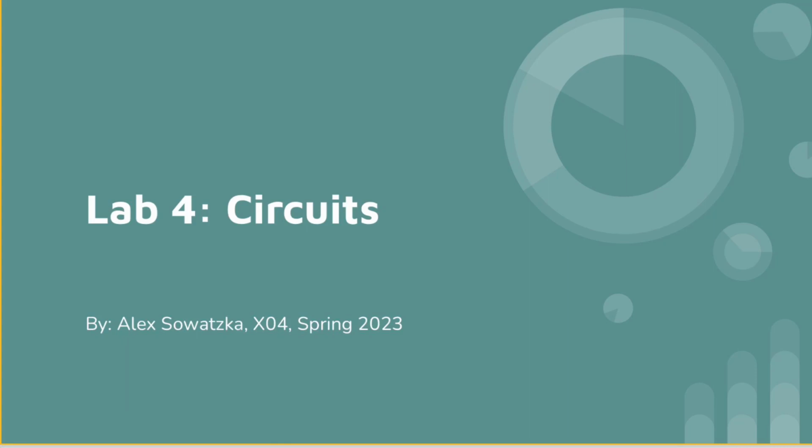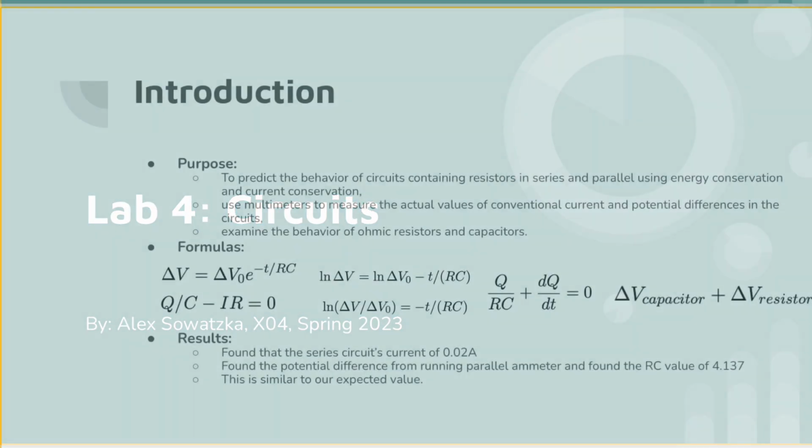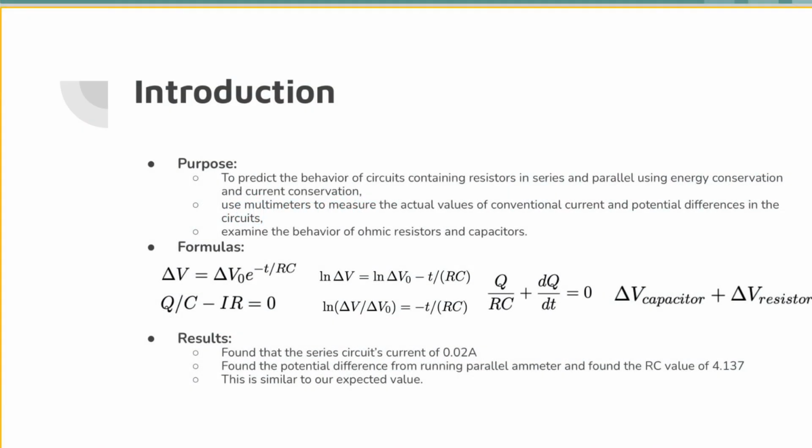This is Physics 2 Lab 4 Circuits by Alex Sawatzka, Spring 2023. The purpose of this lab is to predict the behavior of circuits containing resistors in series and parallel using energy conservation and current conservation. It is also to use multimeters to measure the actual values of conventional current and potential differences in the circuits, and to examine the behavior of ohmic resistors and capacitors.